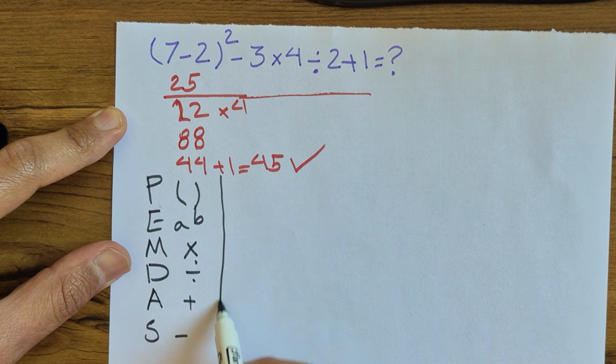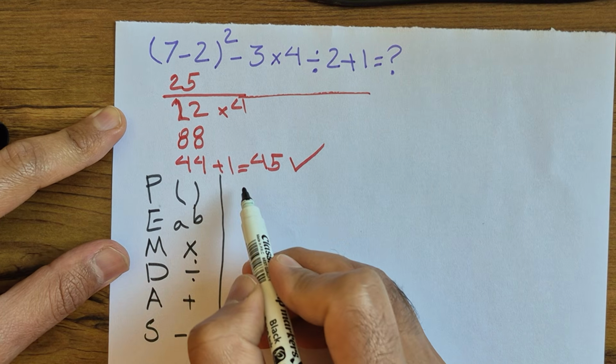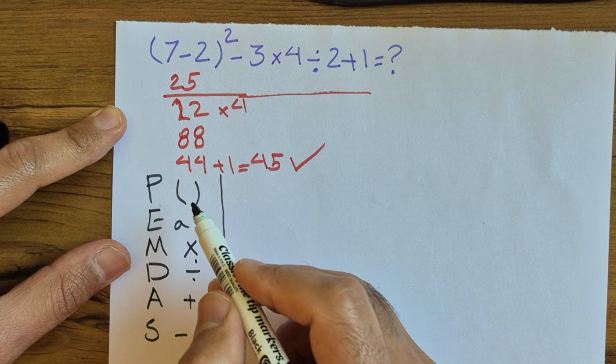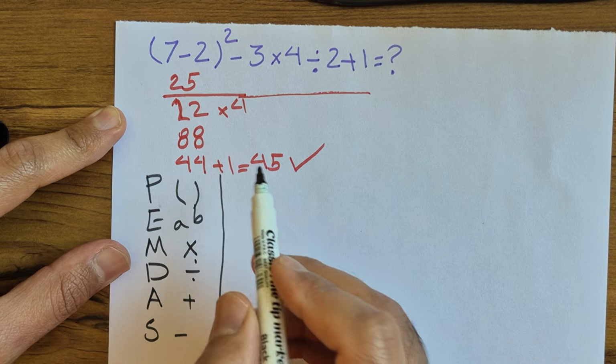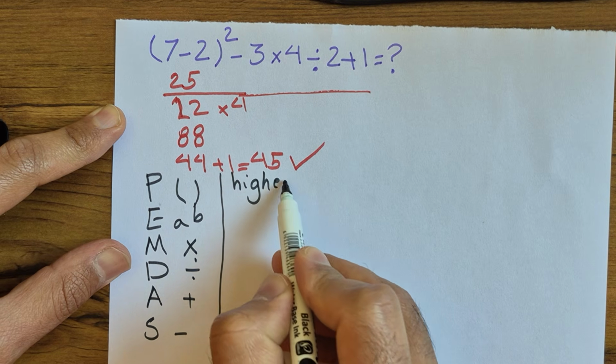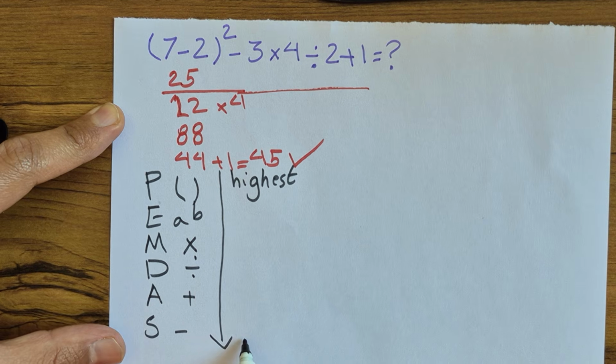And this shows a vector of priority or precedence. So it means that brackets, parentheses, curly brackets, they all have the highest priority, and all the way down to addition and subtraction, which have the lowest priority.